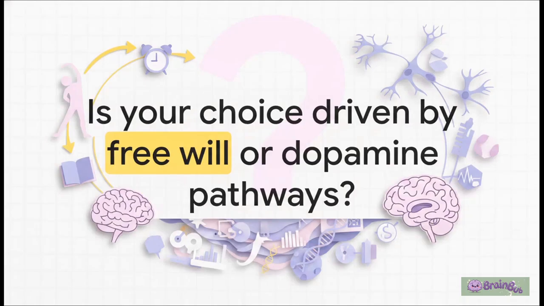Which leaves us with this final, somewhat provocative question to wrap up our explainer today. When you push through a tough workout, or you force yourself to study, or you simply decide to get out of bed in the morning, is your choice to expend that effort driven by your own conscious free will, or is it ultimately dictated by the precise microscopic dopamine pathways firing deep within the ancient circuitry of your basal ganglia? It's a question that totally blurs the line between economics, psychology, and biology.